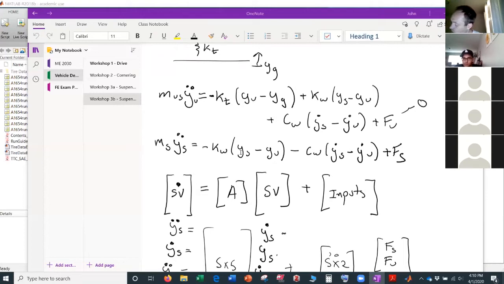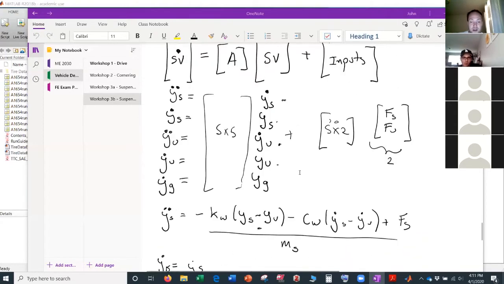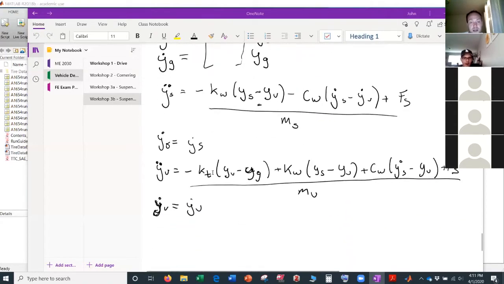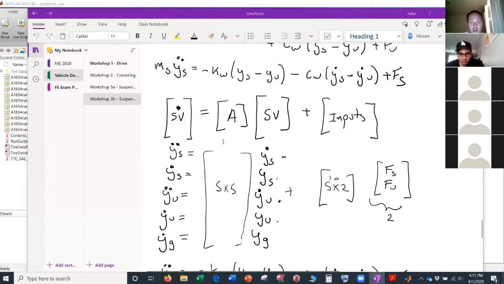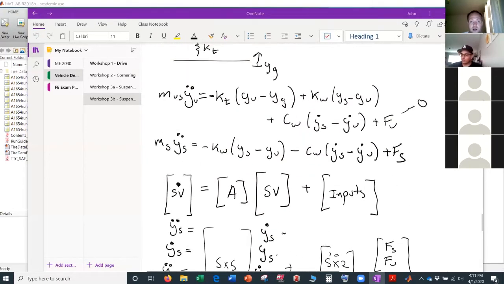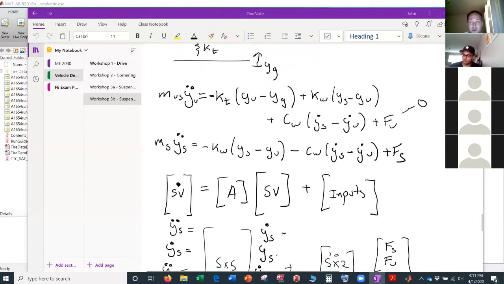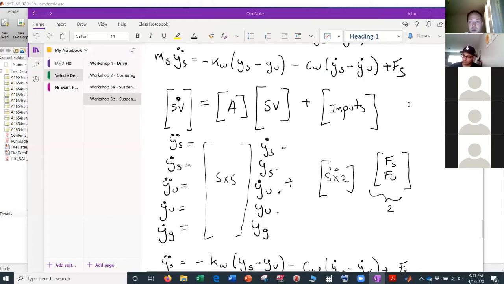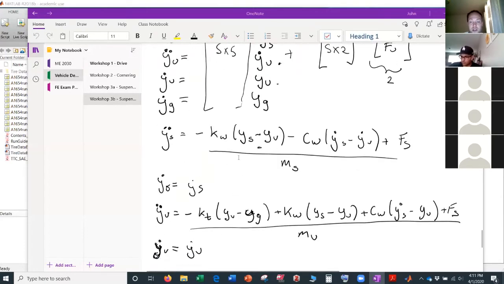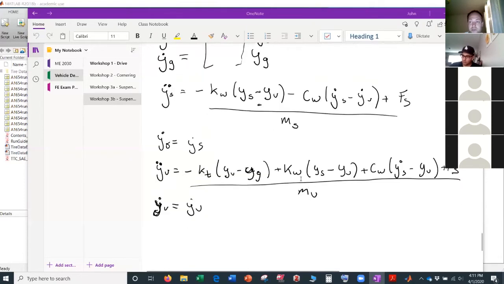all over mass unsprung. And then y dot unsprung is going to be equal to y dot unsprung, because that's already, oh, sorry folks. So I'm doing minus, it's just basically this equation: minus kt times y unsprung minus y ground, so that's this tire spring. And then I have these 2 terms that are just the opposite of these 2. And then I have the force on the unsprung. So I just have these divided by the unsprung mass.